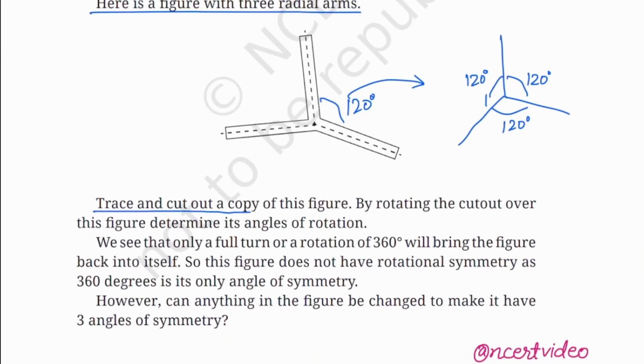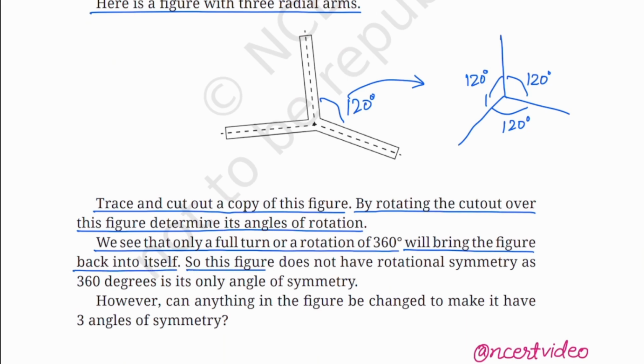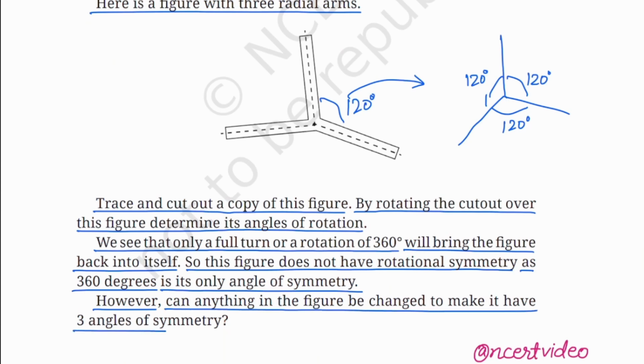Trace and cut out a copy of this figure. By rotating the cutout over this figure determine its angles of rotation. We see that only a full turn or a rotation of 360 degree will bring the figure back into itself. So this figure does not have rotational symmetry as 360 degree is its only angle of symmetry. However, can anything in this figure be changed to make it have three angles of symmetry?